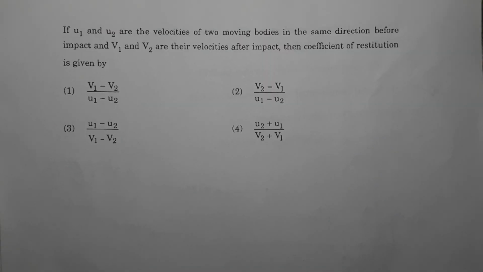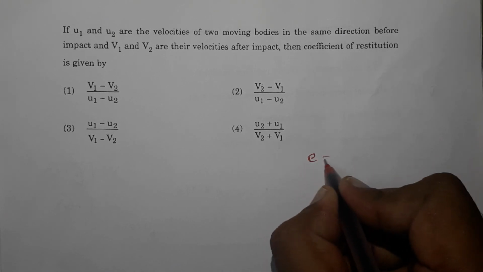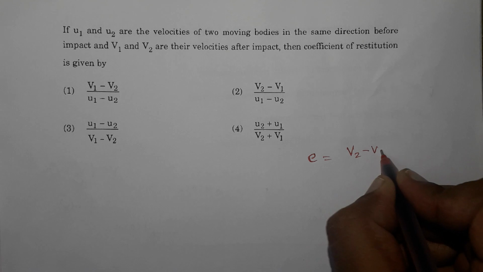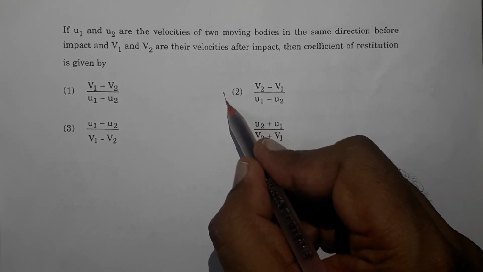Question number 14. If u1 and u2 are the velocities of two moving bodies in the same direction before impact, and v1 and v2 are their velocities after impact, the coefficient of restitution is given by. Now coefficient of restitution E is given by the ratio of velocity of separation to the velocity of approach, and E is equal to v2 minus v1 divided by u1 minus u2, and that is why the correct option is option 2.